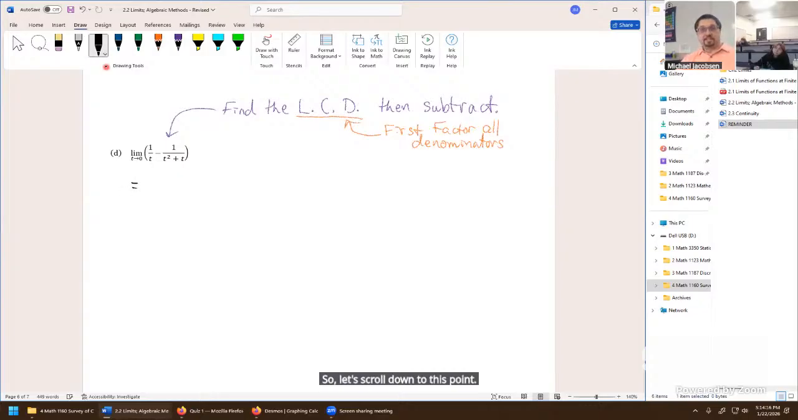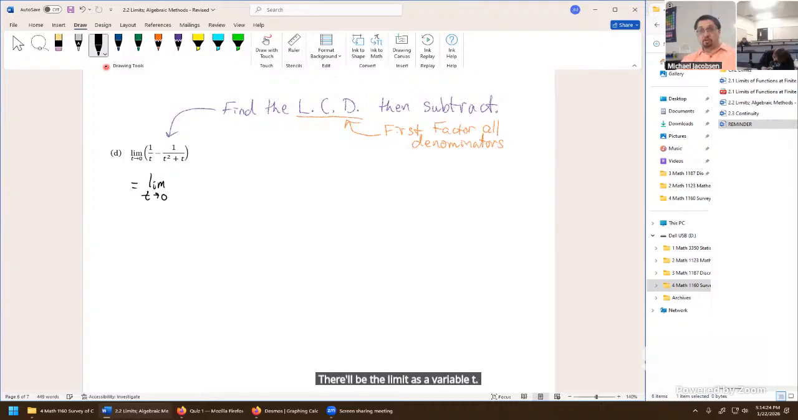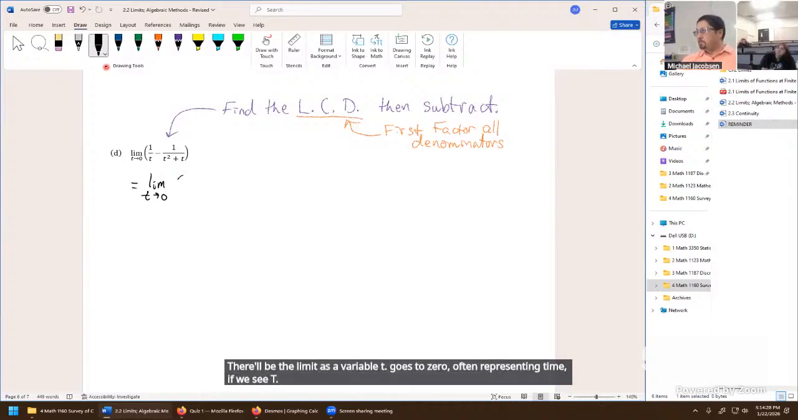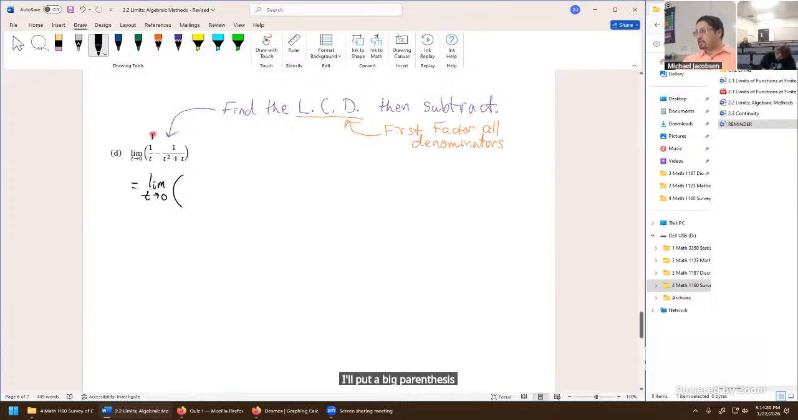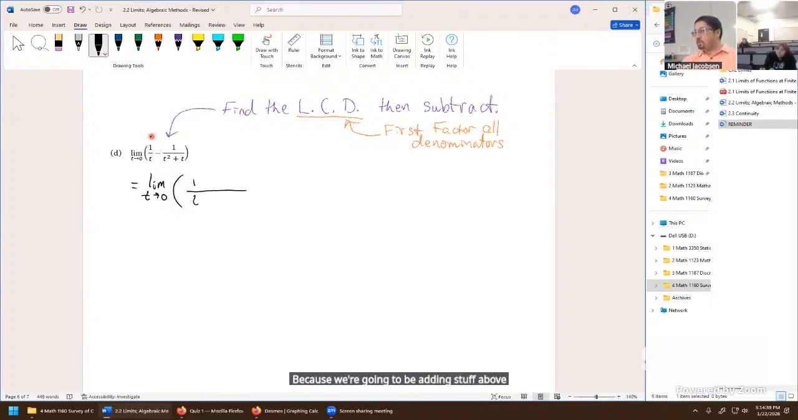To start this problem, it's not as bad as it seems. We just have to review how it's all going to go. There'll be the limit as a variable t goes to 0, often representing time if we see t. I'll put a big parenthesis like this. The denominator here is in its factored form, it's just t, but make this a bigger fraction because we're going to be adding stuff above and below.